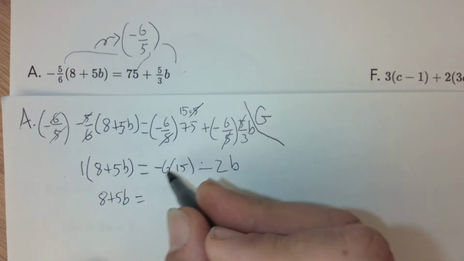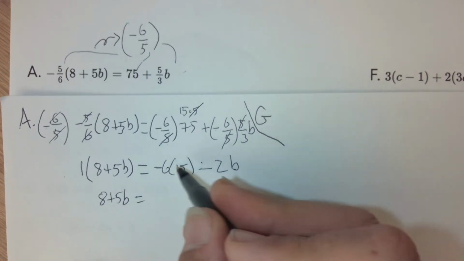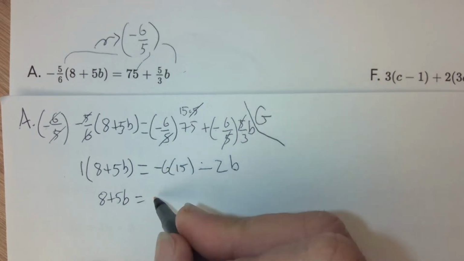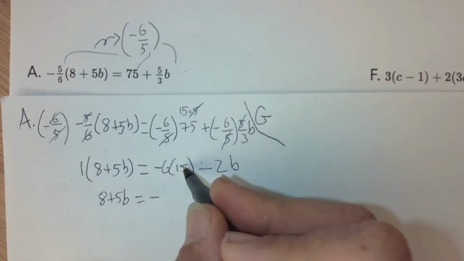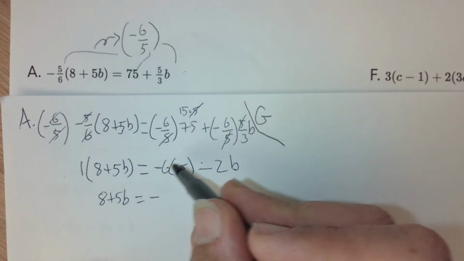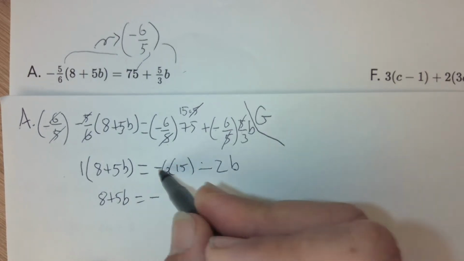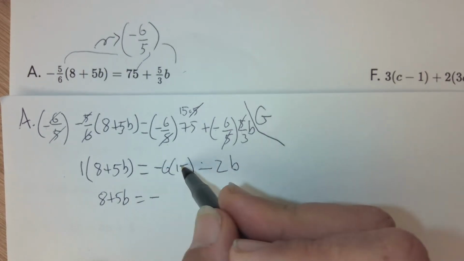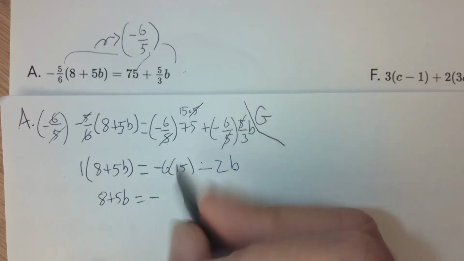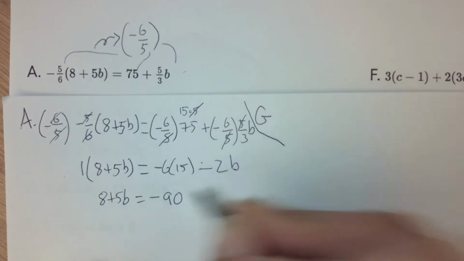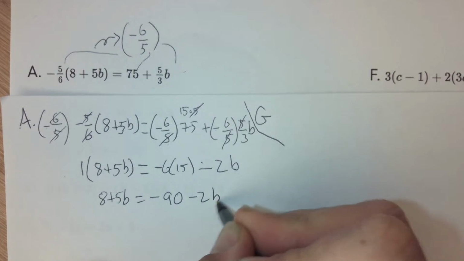What is 6 times 15? Negative times positive is negative. 6 times 15 is really 90, because I have 6 times 1, 6 times 10 is 60, 6 times 5 is 30. That gives me 90 total. So that's a 90, and then minus 2b.